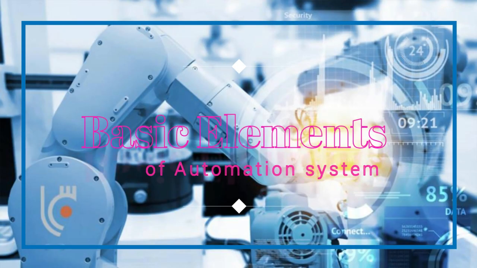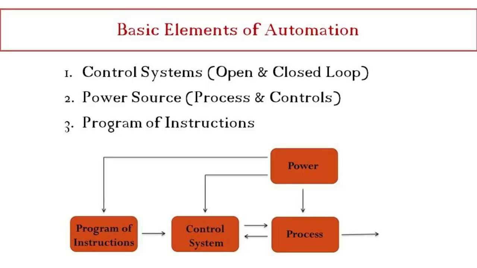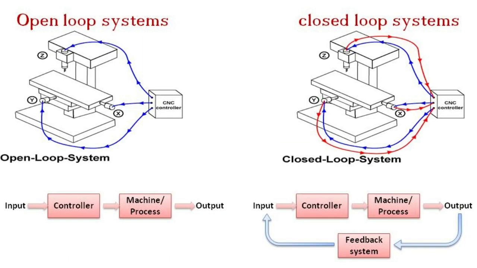Basic elements of automation include a control system, power source, and program of instruction. The control system controls the whole process based on the instructions already stored in it in the form of programs. The most commonly used power source is obviously electricity, which is very much essential. The control system of an automated system is either open or closed loop.